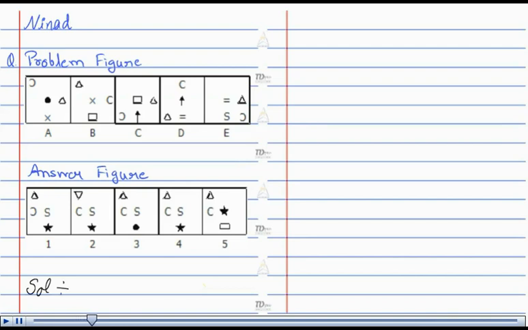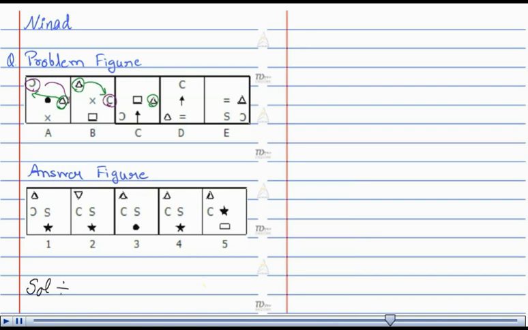Now, in this question, if you look at the problem figure, we see that the symbol C gets laterally inverted and moves 135 degrees in the clockwise direction as shown in figure B, and this triangle symbol moves 135 degrees in the anti-clockwise direction and comes here as in B. Now this again moves 135 degrees in the clockwise direction and comes here in C, and again moves in the clockwise direction, which comes in D, and again follows an anti-clockwise direction in D.